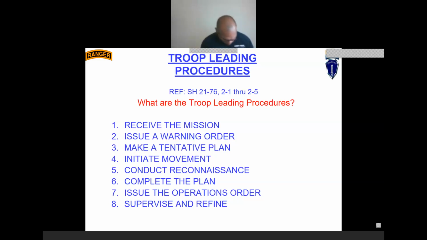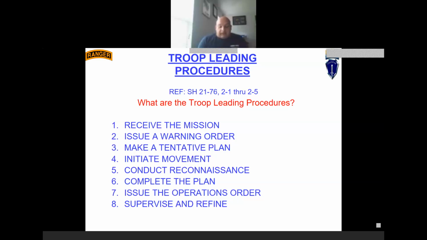Okay. The reason we have troop leading procedures is so that you can utilize the max available time for planning, especially when you're in a condensed timeline. So the more you know this, the better, effective planning and preparation you'll have for your unit or your operation, and a better plan. Okay.